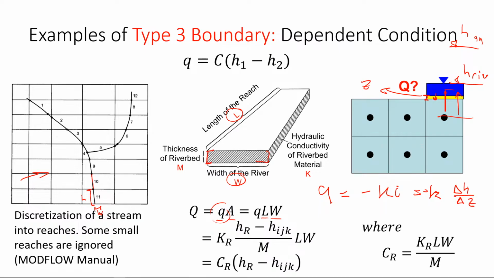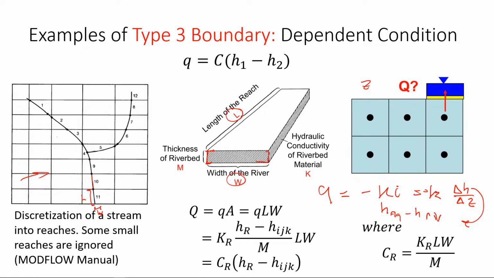And what would be delta H? That would be your head in the aquifer minus the head in the river, because water will be flowing in this direction. Or the head in the river minus the head in the aquifer, or whichever, you can do it any way you like. If you did it this way and you get a negative sign, this means that your arrow is wrong.